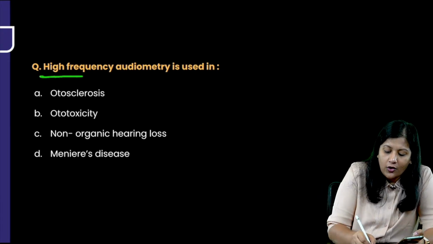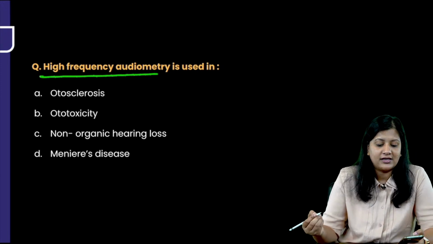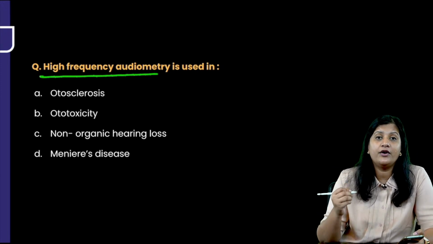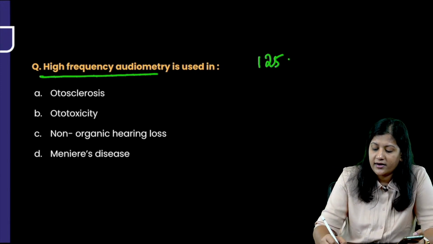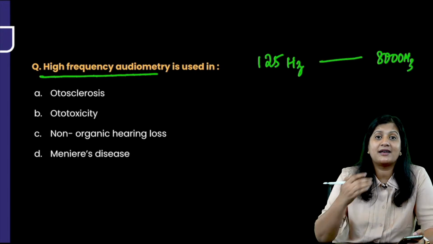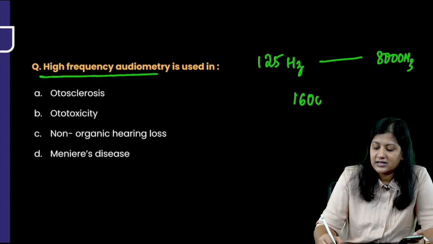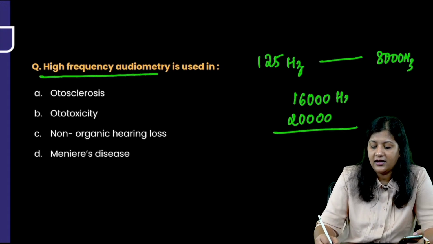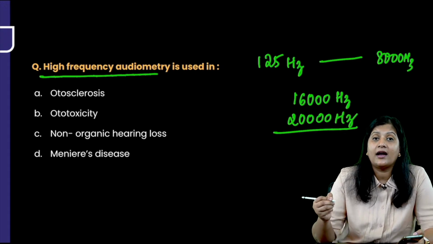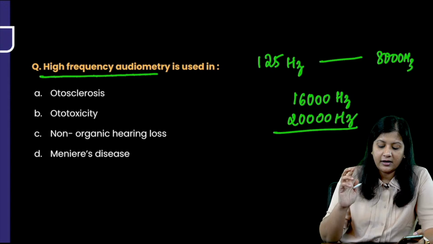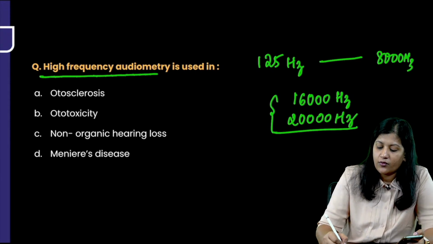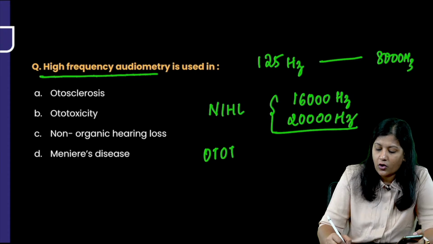So when we talk of high frequency audiometry, what does it mean? Normally, we test somewhere from 125 Hz to 8000 Hz because this is our speech frequency. But if we test beyond, like say 16,000 Hertz, 20,000 Hertz, we call it high frequency audiometry. And high frequency audiometry is done typically for two conditions. One is noise induced hearing loss, the other one is ototoxicity.